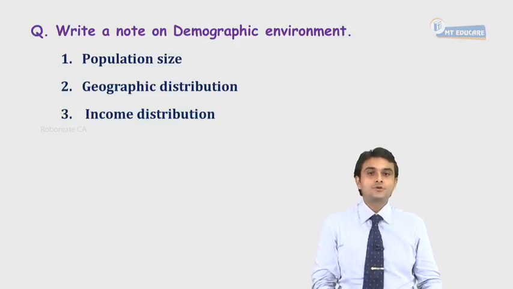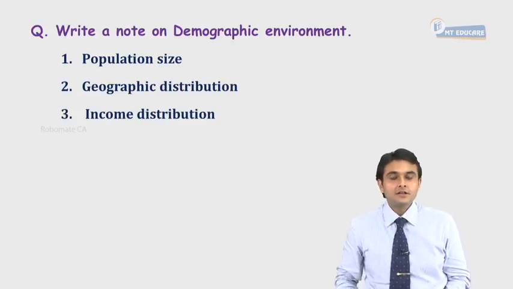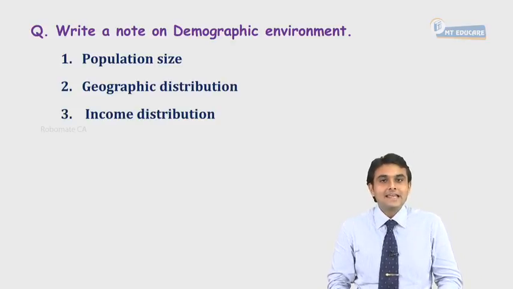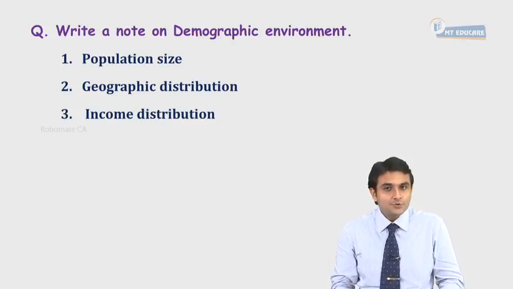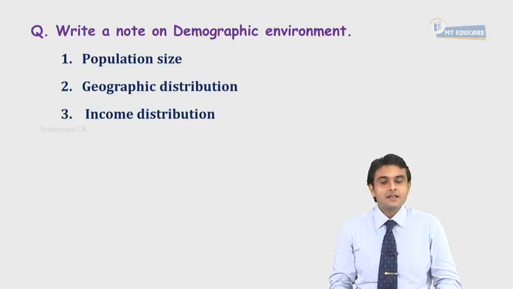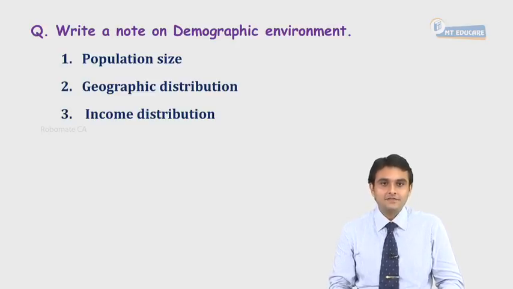And also the income distribution. Now, a big population has no value for the business if it doesn't have a good spending capacity. So income distribution is also one point to be considered, and these 3 points come in the demographic environment.